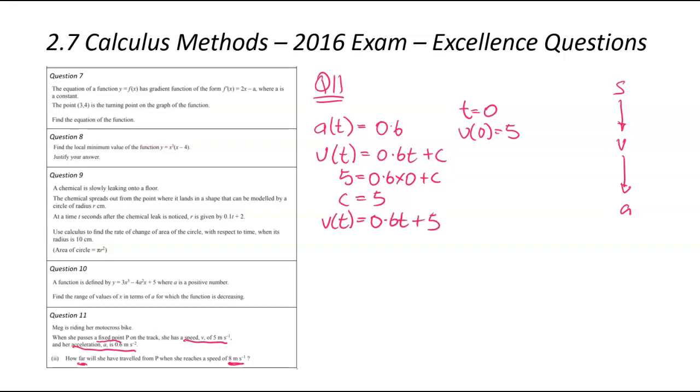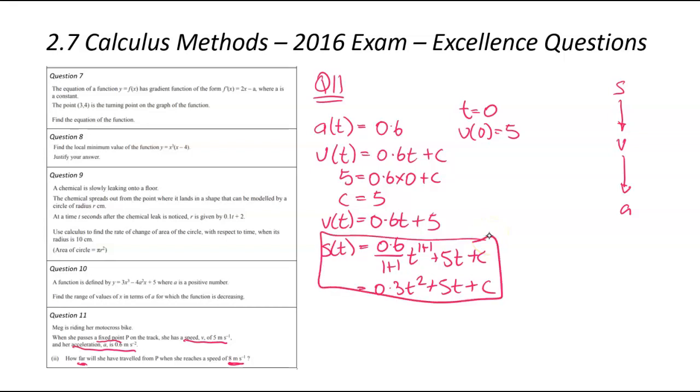We're now going to carry on a little bit. We've been asked about the distance. So we're now at the velocity, and we want to go back to the displacement or the distance. We're going to have to integrate again. So s in terms of t is going to be equal to 0.6 divided by 1 plus 1, t to the power 1 plus 1, plus 5t plus c. That there is going to be equal to 0.3t squared plus 5t plus c.